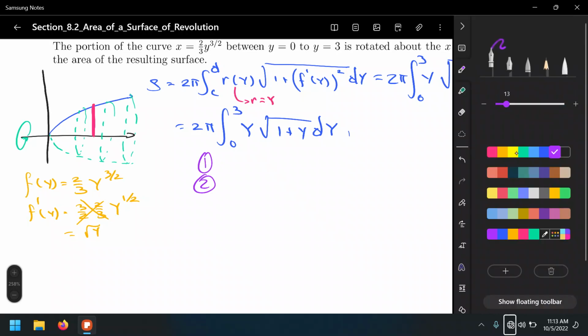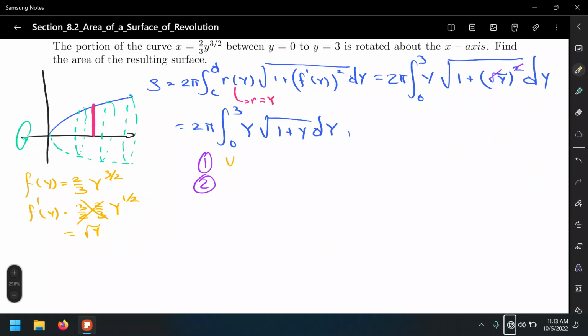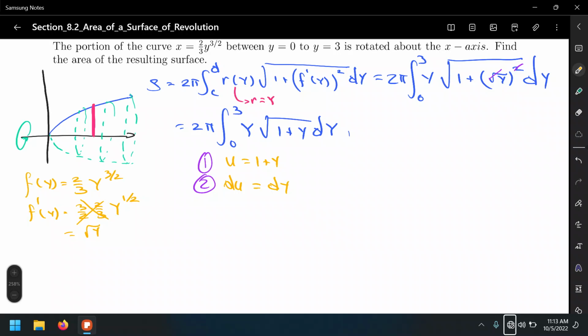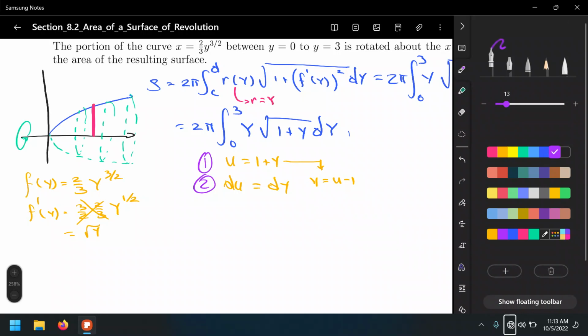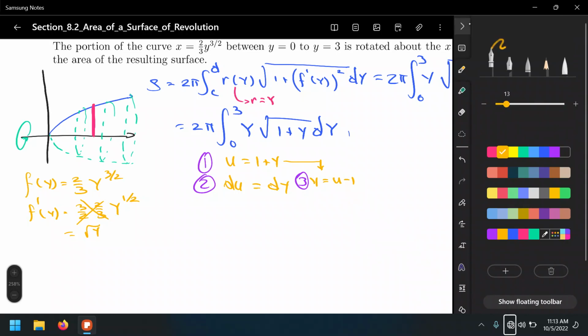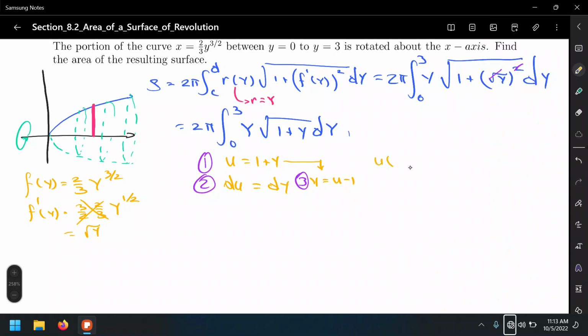I'm going to write the third one in a second. So again, u equals 1 plus y, du equals dy. So no correction factors at all. That's going to be fine. And that third ingredient is, in this case, to solve for y. That's u minus 1. And that's number 3. And as well, let's also change the limits of integration.